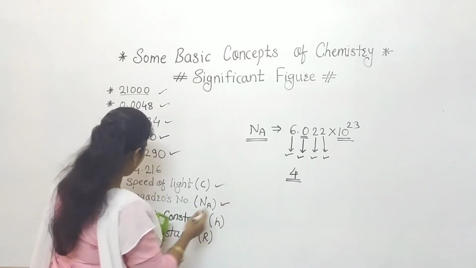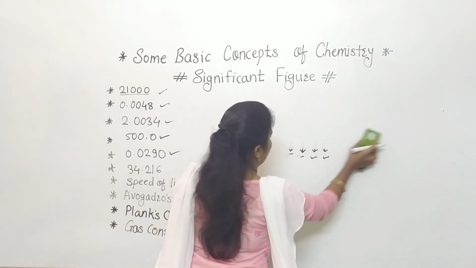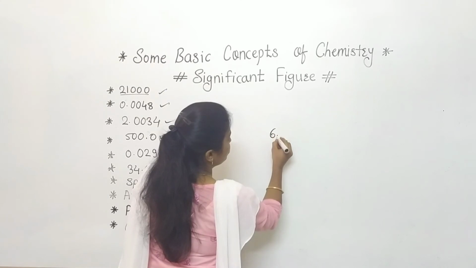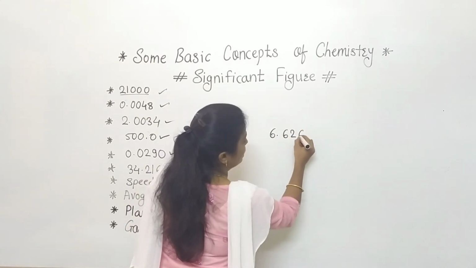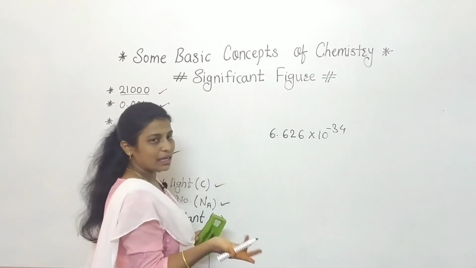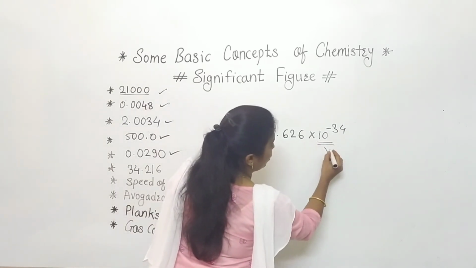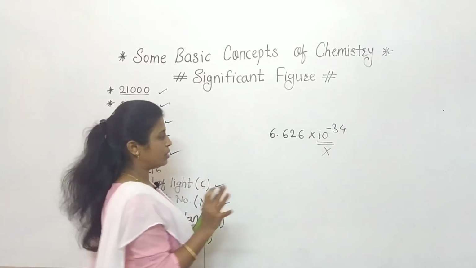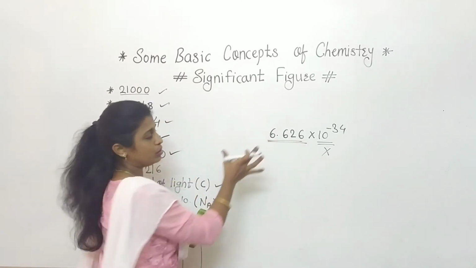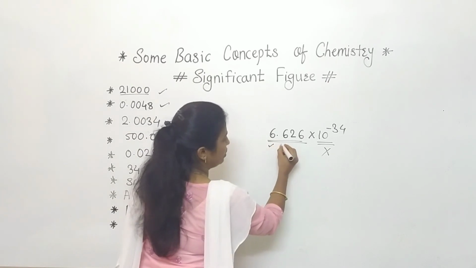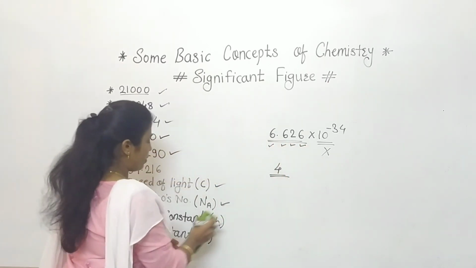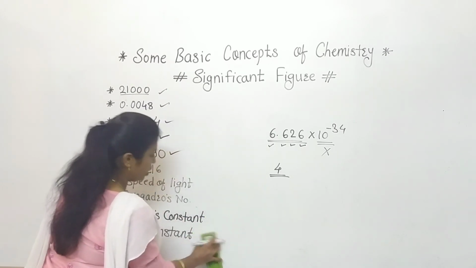Okay, now see the next one, Planck's constant. If we consider Planck's constant, its value is 6.626 into 10 raised to minus 34. Again, that 10 raised to power we do not have to consider. Here, without any zero this value is there. So 1, 2, 3, 4. The significant figure for Planck's constant is also 4.